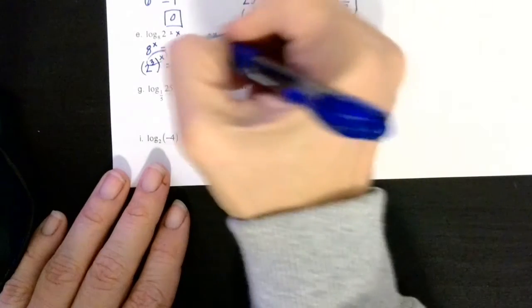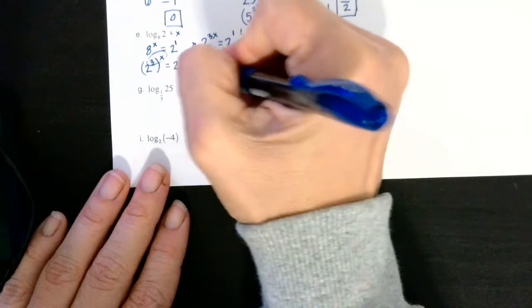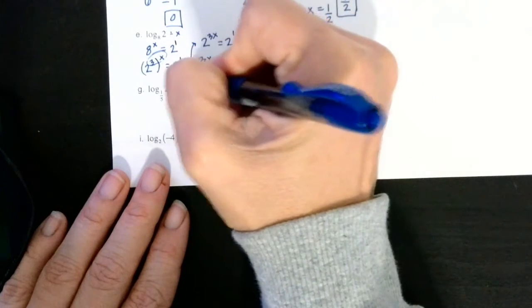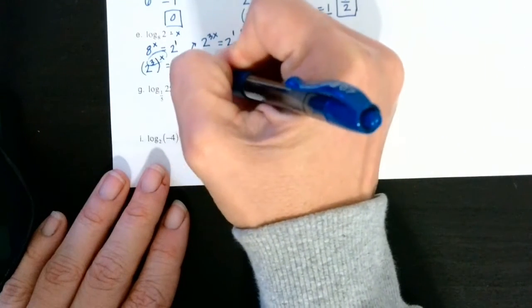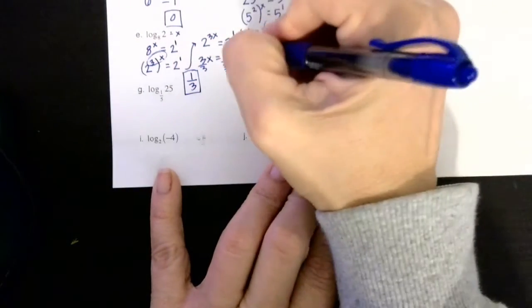And then because the bases are equal, the exponents must also be equal. So the answer to this one is 1/3. All right, let's do the next one.